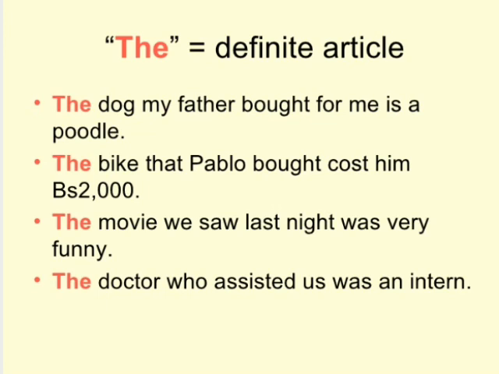So now you see the change? In the first example, we are talking now about a specific dog. The dog my father bought is a specific dog. It is not any dog. The second example says the bike that Pablo bought cost him $2,000. It was not a cheap bike, it was an expensive bike. The movie we saw last night was very funny. The doctor who assisted us was an intern. That's a specific doctor. So that's why that is called the definite article.